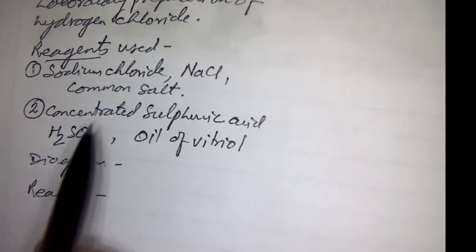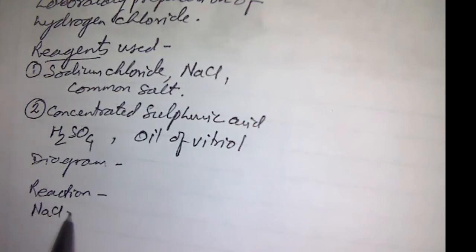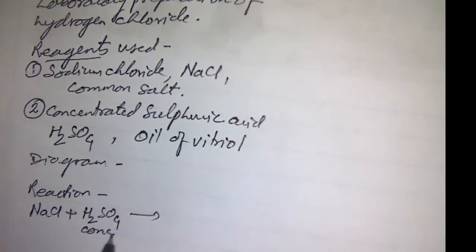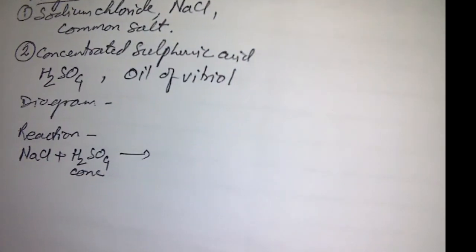So we have started with these two things, which are going to react. So we'll start with NaCl and add H2SO4. Now this H2SO4 is concentrated. Remember that we cannot use dilute. It has to be concentrated. Clear? So when I use this, what will happen? These two will react. We are going to heat it.